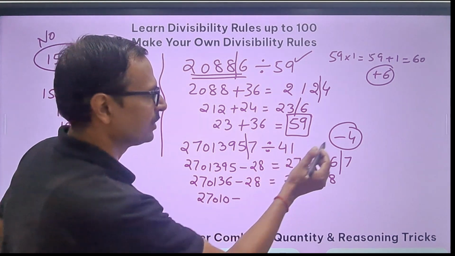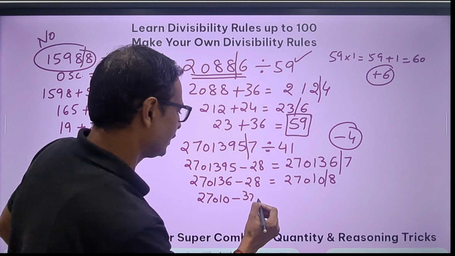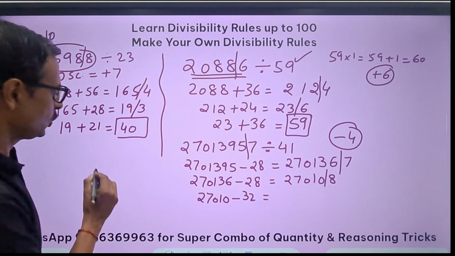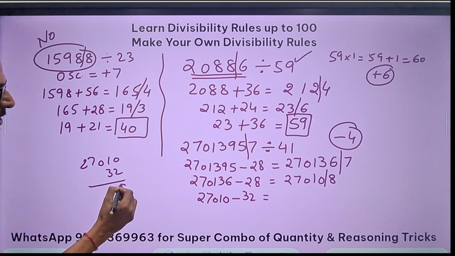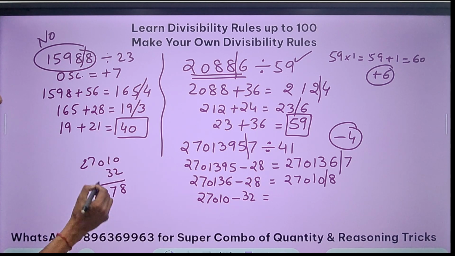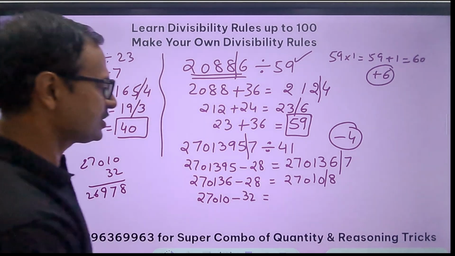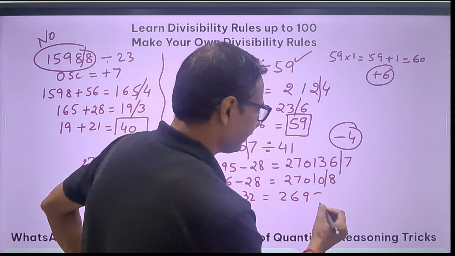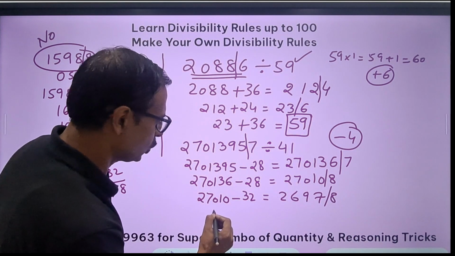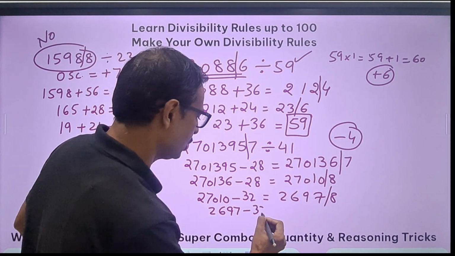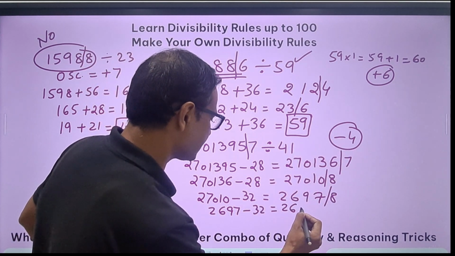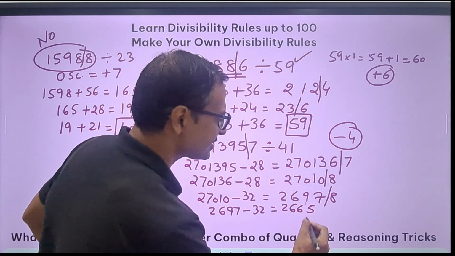27010 minus 32. So what will this be? Now 27010 and 32 is to be subtracted. So 8 and then 7 and then you have 9 here and then 6 and 2. So 26978. And finally separate out 2697 minus 4 times 8 is 32. That gives you 2665. It's getting closer now.